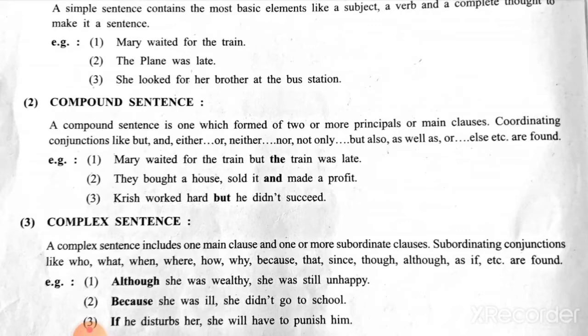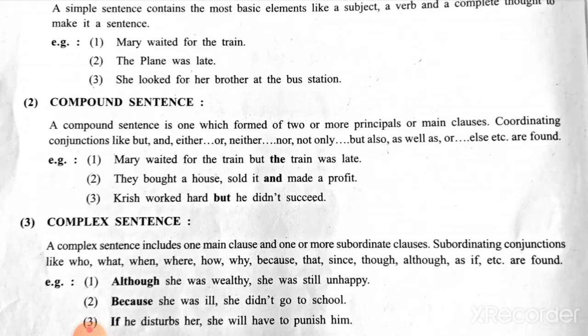Mary waited for the train, but the train was late. So we can see but is a conjunction, which connects the sentences. They bought a house, sold it, and made a profit. Okay, and made a profit. So you can also say they bought a house and sold it. In this way, they made a profit. Then you can even put and after sold it, and then you make a compound sentence.